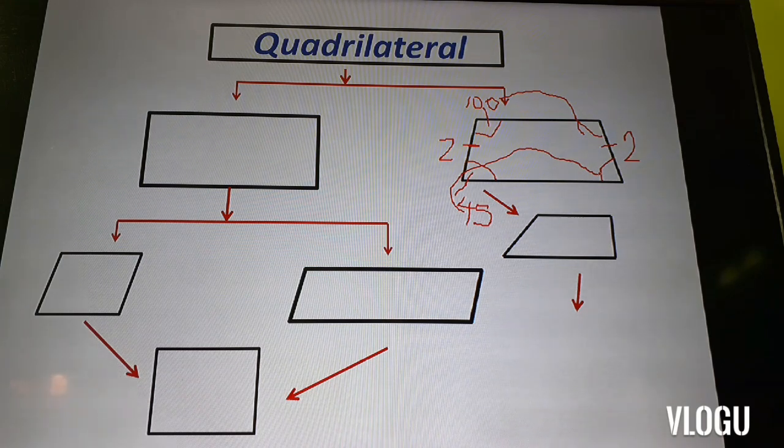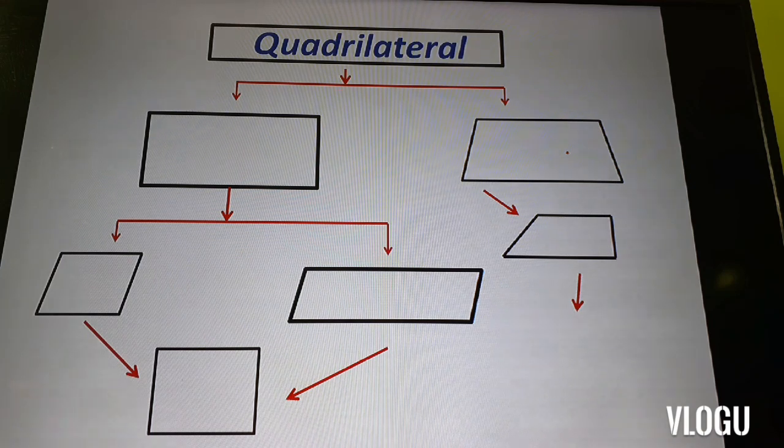So, if that would be the case, masasabi po natin na yung figure na yan, yung quadrilateral na yan, is an isosceles trapezoid. What is our point of reference? The base angles and the two legs of that figure must be congruent or equal to identify for us that that figure is an isosceles trapezoid.